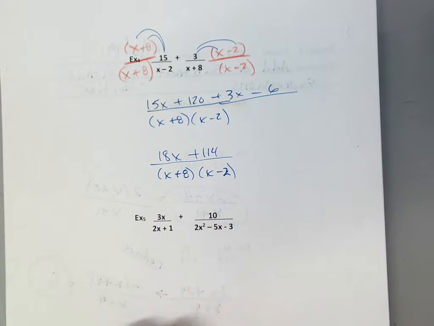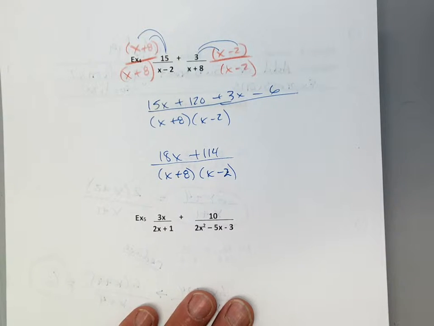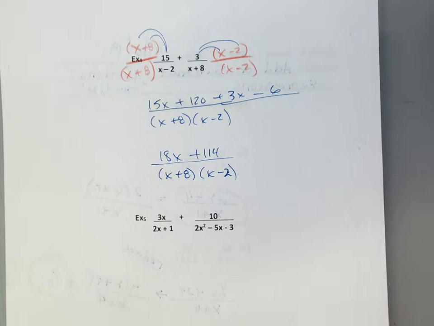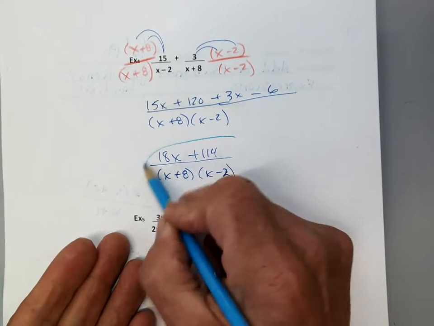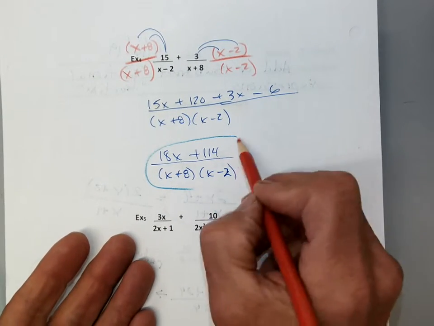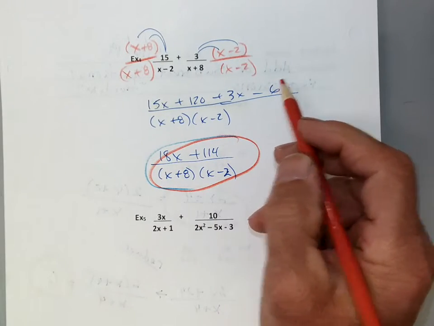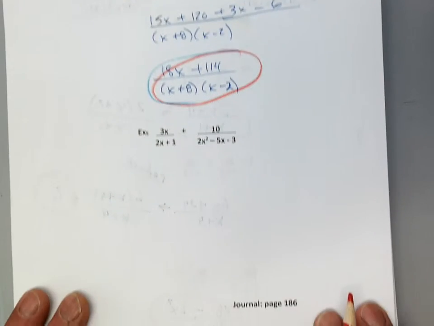We can't do anything with it. It won't factor. Well, you could factor out a 2. That's about it. So there's my answer. Okay, not too bad. Not too bad. Okay, now last but not least.